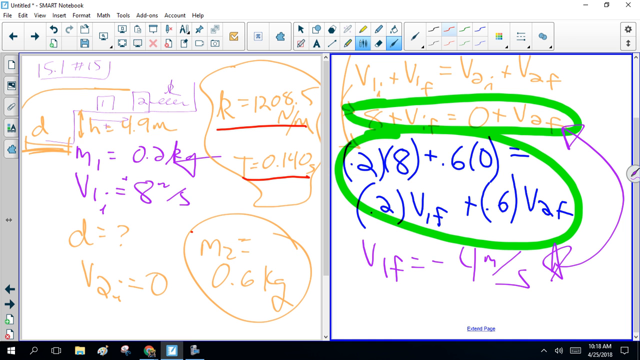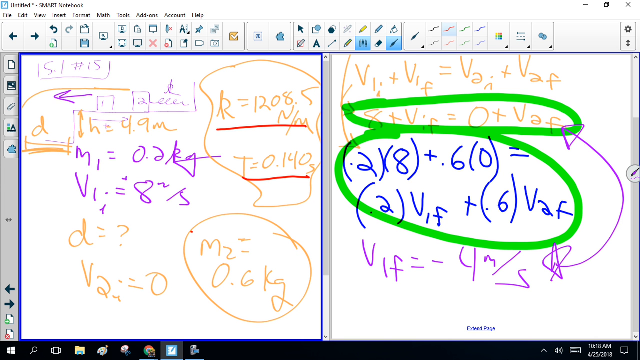Okay, so now we've got our v1f, so now we know how fast our projectile is moving when it goes off the edge. What's the one other thing we need to find? The time, right? It's moving horizontally at 4 meters a second for some number of seconds in the air. How long will it take a thing to fall 4.9 meters? 1 second. You guys remember that? Because half of 9.8.